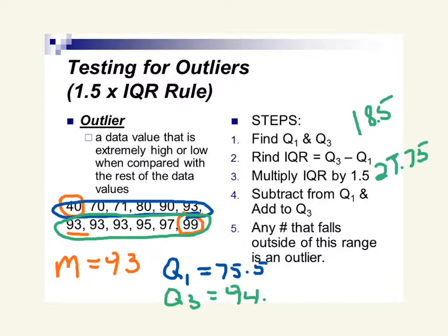All right, so then our next step is that we need to subtract this number from Q1 and Q3, and that's going to give us a range, and any number that falls outside of that range would be considered an outlier. All right, so if I take Q1 and I subtract 27.75, well, we can see that number 40 will fall outside our range. So this number is then going to be an outlier. So you can see using that 1.5 times the IQR rule is a pretty simple method for identifying an outlier.